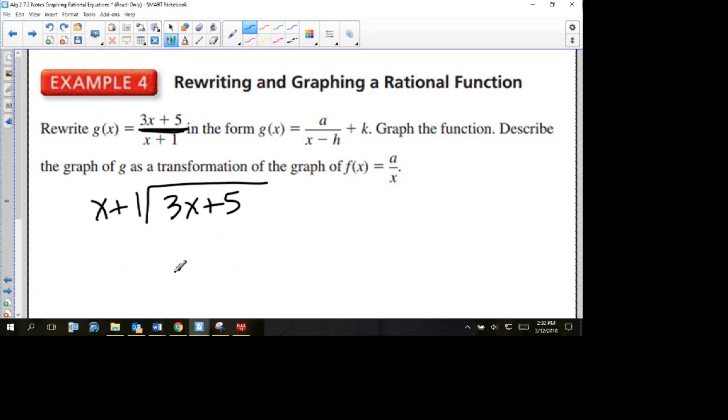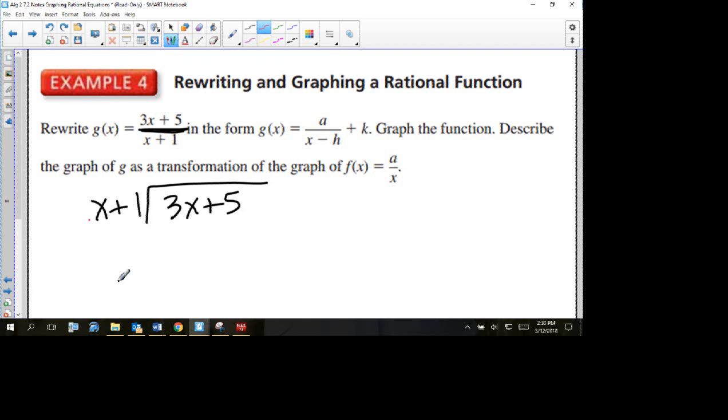What do we do first? What did you do first? I don't remember. You divide, multiply. What do you think on negative 3? Subtract.